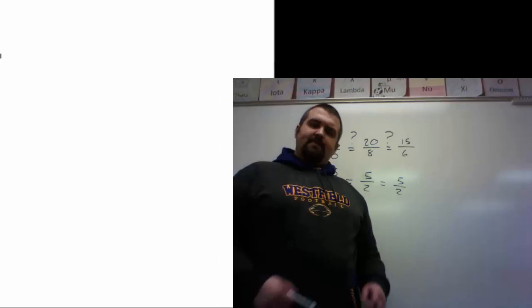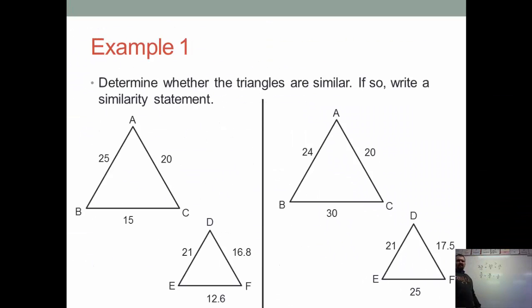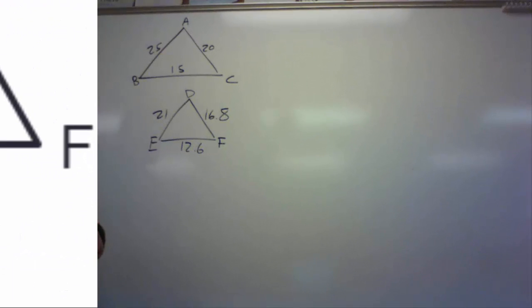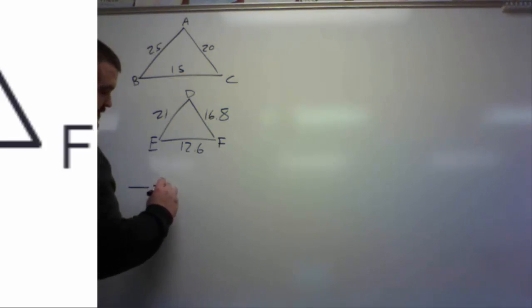Let's look at a few examples of what I might ask you to do with this knowledge. Well, the first one is I might just ask you to determine whether the triangles are similar. If so, I want you to tell me their similarity statement. If I look at these two triangles on the left side, the only way I can tell if these two triangles are similar is if I have all three sides proportional to the other three sides. So what I have to do here is set up a statement of proportionality and verify whether or not it is actually true.